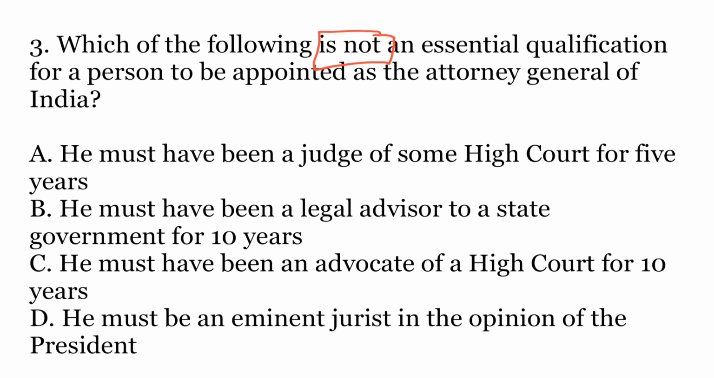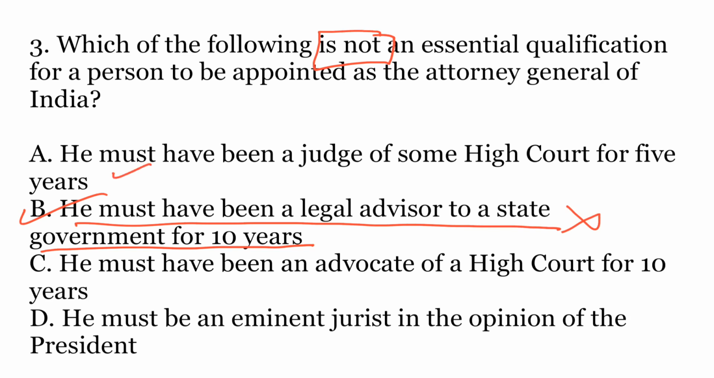The correct option is B. He must have been a legal advisor to a state government for 10 years. This is not a valid criteria for a person to be appointed as an Attorney General. Among all the other three criteria, either of the criteria has to be fulfilled, and these three are the same criteria required to become a judge of the Supreme Court of India.